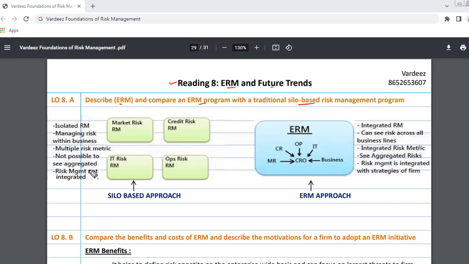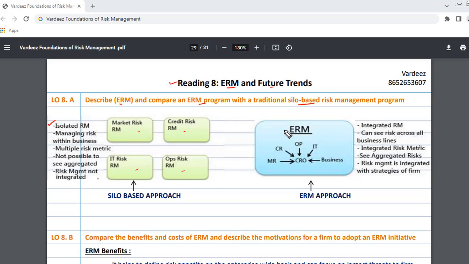So here is the example of a silo-based approach, and here I've drawn the diagram of an ERM approach. Let's first understand what happens in a silo-based approach. We have different departments. These are known as silos. All these cubicles, or all these departments, are silos, so that's why we call it a silo-based approach. Over here you will find isolated risk managers. There's one risk manager in market risk, there's one in credit risk. So these risk managers are very much isolated.